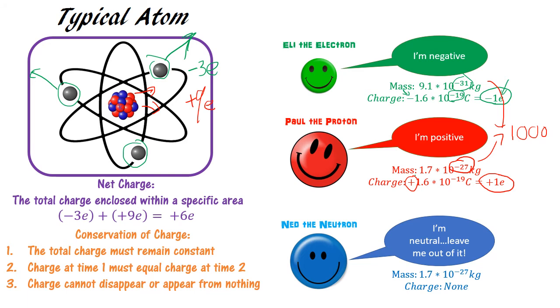Finally, charge cannot disappear or appear from nothing. Again, it cannot be created or destroyed. That's what we mean when we talk about conservation of charge. It has to come from somewhere and it has to go somewhere else. It can't just appear and disappear. Those are all different ways of saying the same thing, conservation of charge. Okay, let's move on then.